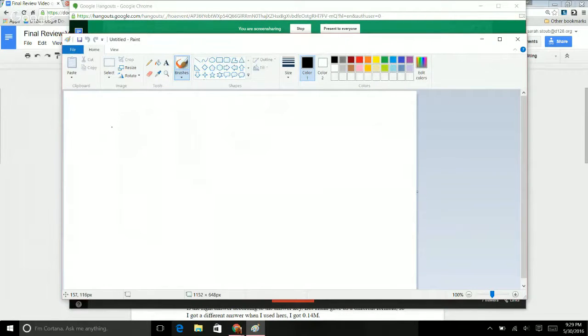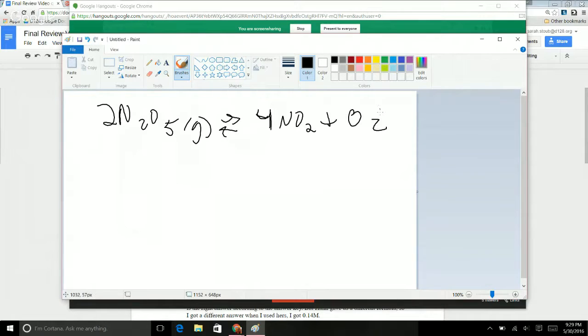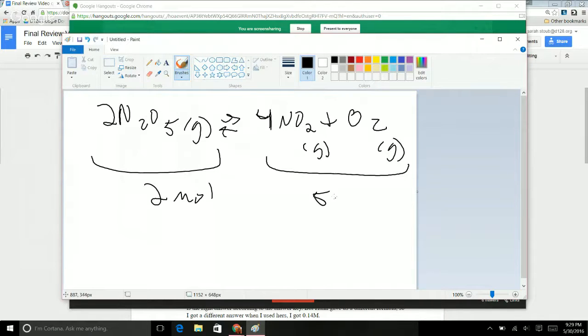So if we do the problem that we've got, 2N2O5, that's a gas, makes 4NO2 plus O2. Okay, it's working. And those are both gases. So on this side, I have to count the number of gases I have. I have 2 moles of gas on this side. On the product side, they're all gases, so I have 5 moles of gas.